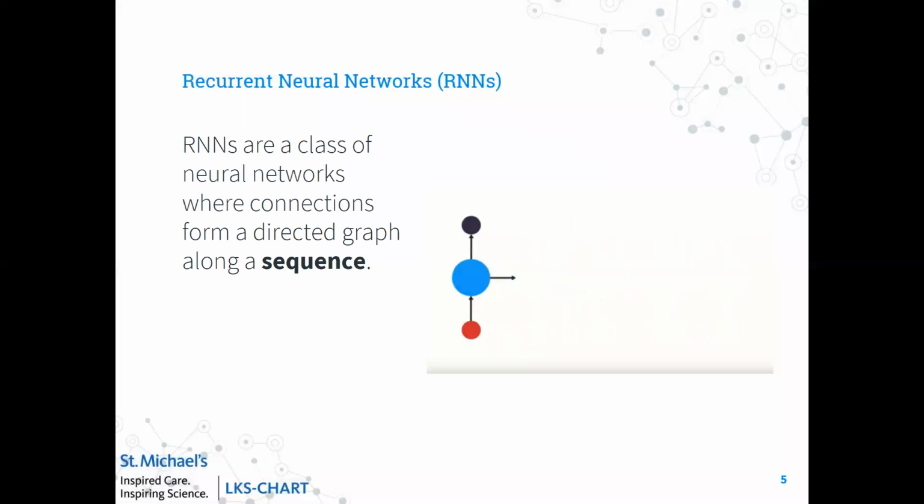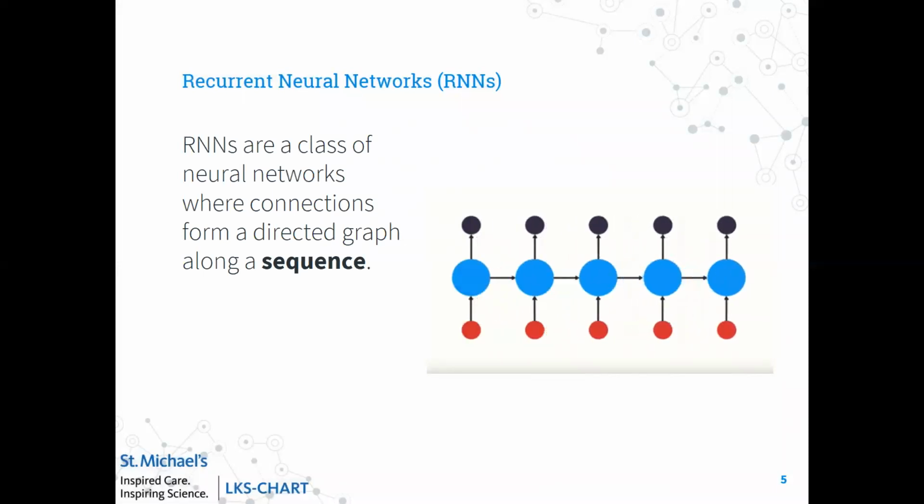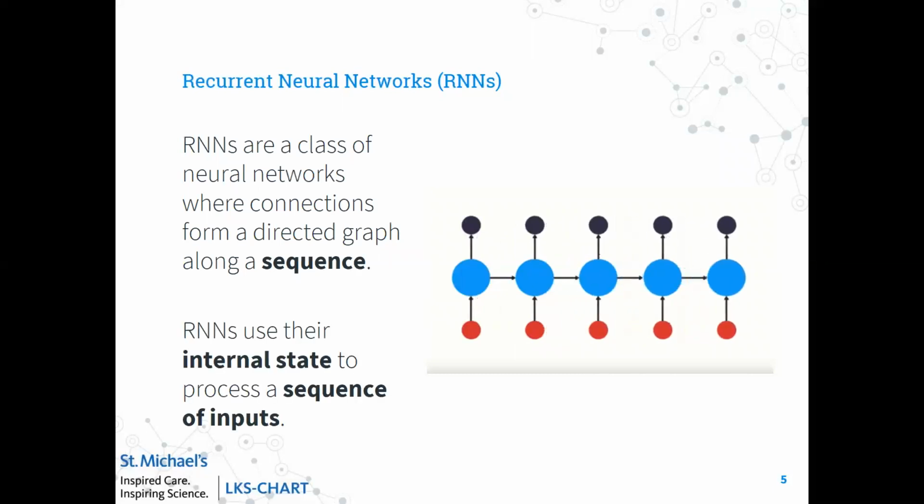So RNNs are a class of neural networks in which connections form a directed graph along a sequence. Essentially what RNNs do is they use their internal state to process a sequence of inputs. In this animation here, the internal state is shown with the circle here in blue. And what's important here is that the RNN allows us to process a sequence of inputs.